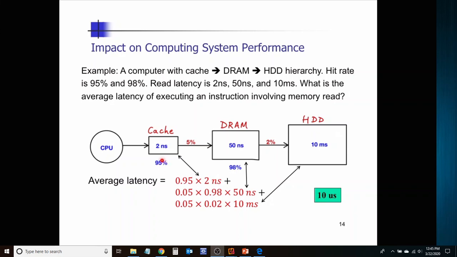95% of the time, we are going to find that particular word in the cache. So for 95% of the time, we are going to have a latency of 2 nanoseconds. And if we miss the cache, that means 5% of the time we are not going to find it in the cache. In that case, we are going to have to look in the dynamic RAM. 98% of that 5% is going to have a latency of 50 nanoseconds. So we add that term. And then 2% of that 5% is going to go straight through and will need to access the hard disk, which has a latency of 10 milliseconds. So we include that particular term. If you add all of that up, the average latency for an instruction is going to work out to be close to 10 microseconds.